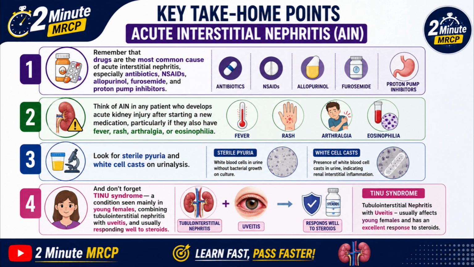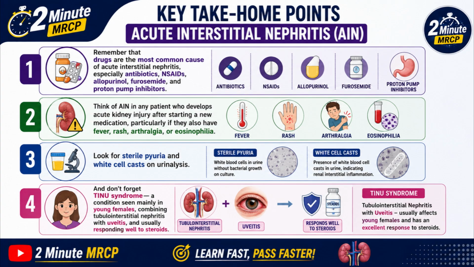Finally, here are the key MRCP take-home points. Remember that drugs are the most common cause of acute interstitial nephritis, especially antibiotics, NSAIDs, allopurinol, furosemide, and proton pump inhibitors. Think of AIN in any patient who develops acute kidney injury after starting a new medication, particularly if they also have fever, rash, arthralgia, or eosinophilia.